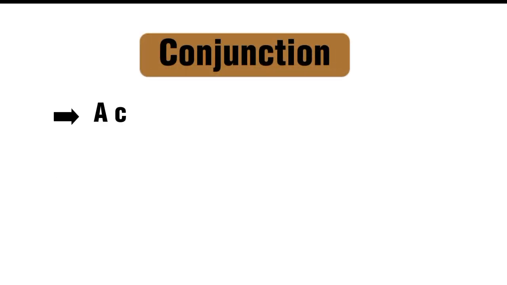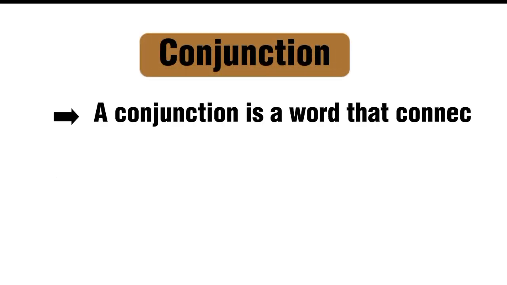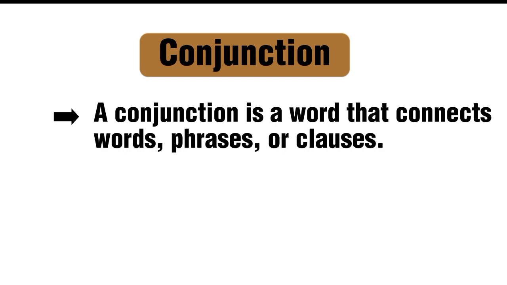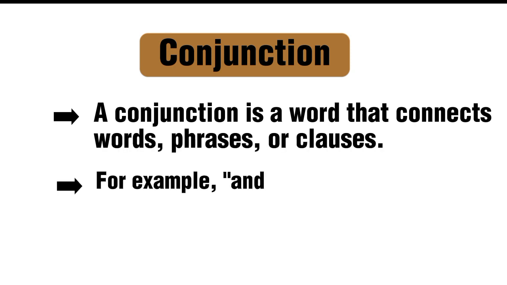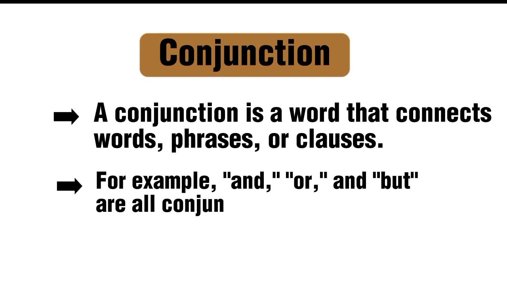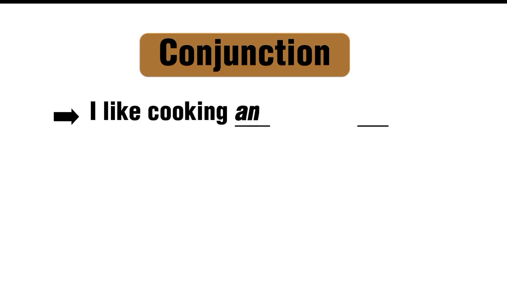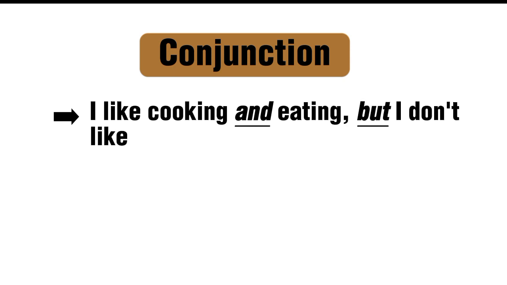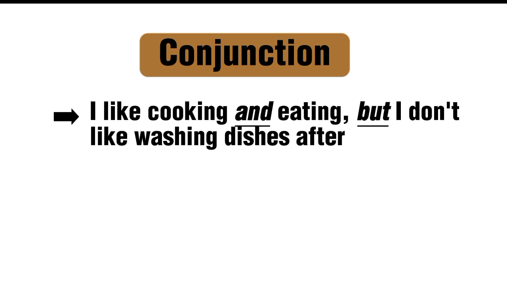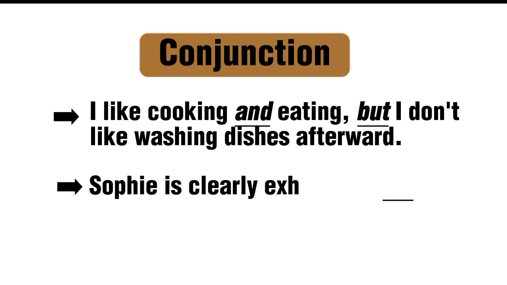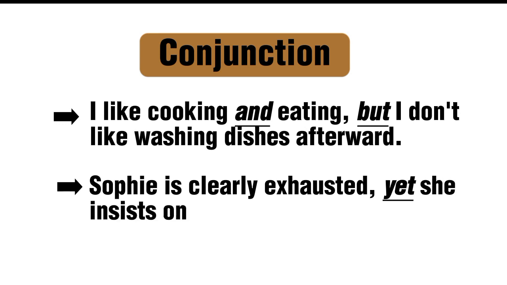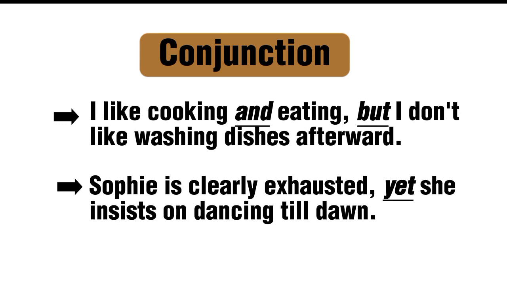Conjunction. A conjunction is a word that connects words, phrases, or clauses. For example, and, or, and but are all conjunctions. I like cooking and eating, but I don't like washing dishes afterward. In this sentence, and, but are the conjunctions. Sophie is clearly exhausted, yet she insists on dancing till dawn. In this sentence, yet is the conjunction.